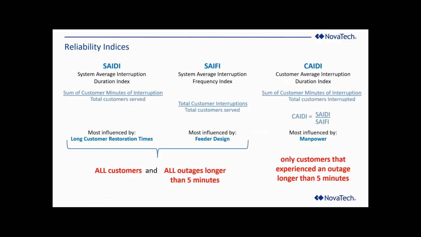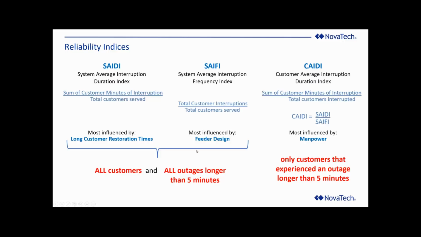Those are generally measured by utilities using three different indices: SAIDI, SAIFI, and CAIDI, which I'm sure most of you are familiar with. SAIDI is the measurement of the customer minutes, the duration of the outage, and SAIFI is how frequently the customers have an outage. Those two indices are calculated from all the customers that are part of that system, and the total number of minutes that are affected.